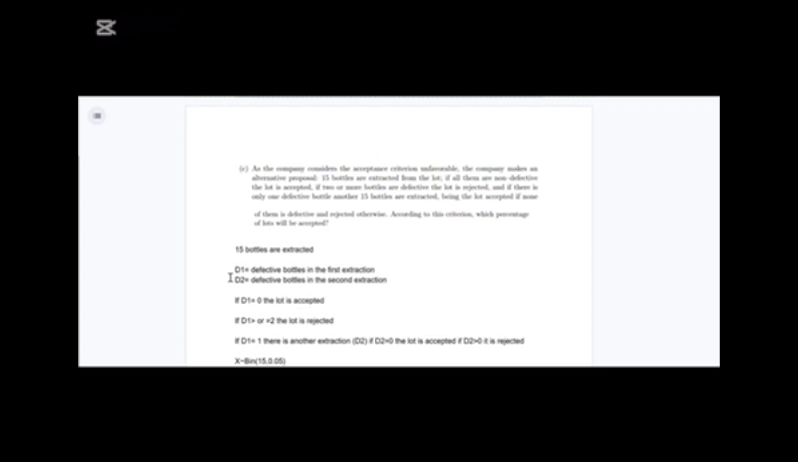So here, if D1 is equal to 0, the lot is accepted. If D1 is higher or equal to 2, the lot is rejected. And if D1 is equal to 1, there is another extraction, D2. If D2 is equal to 0, the lot is accepted. If D2 is higher than 0, it is rejected.